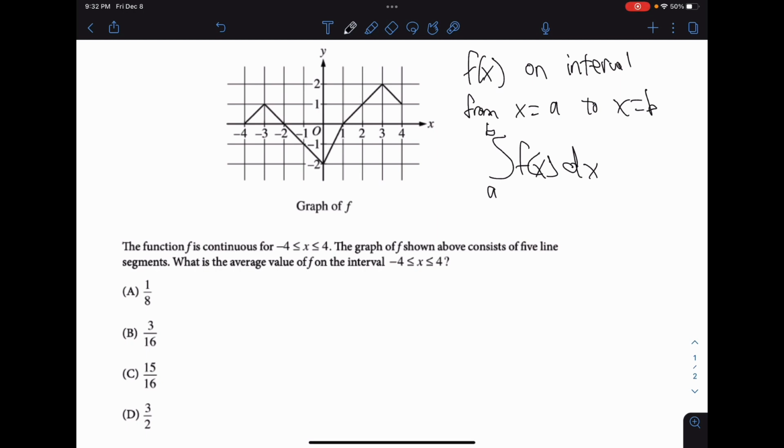And now we need to divide by the length of the interval. So we can do divided by, and the length of the interval, or the range of the interval, is the distance between a and b. What that's going to be is the absolute value of b minus a.